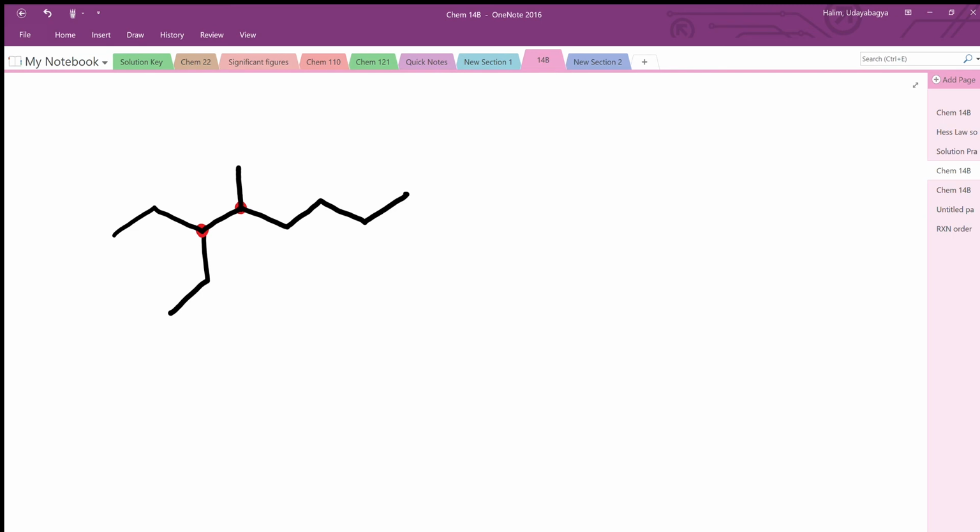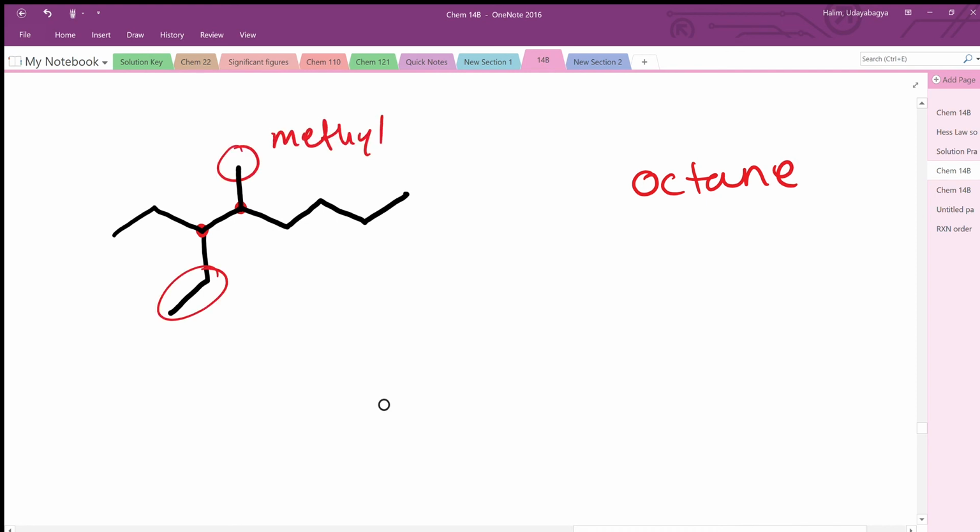So the longest carbon chain is going to be 1, 2, 3, 4, 5, 6, 7, 8. 8 is octane. That's going to be the last name. And I have 2 things. This is a methyl, and this is an ethyl. And the ethyl is going to be in position number 3, and methyl is 4. So I have 3-ethyl and 4-methyl.